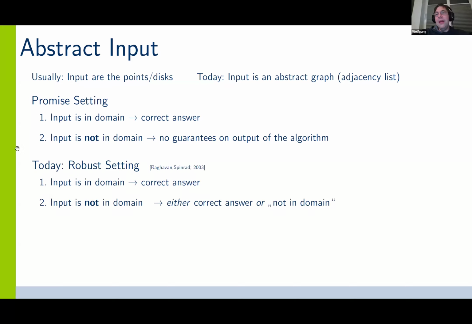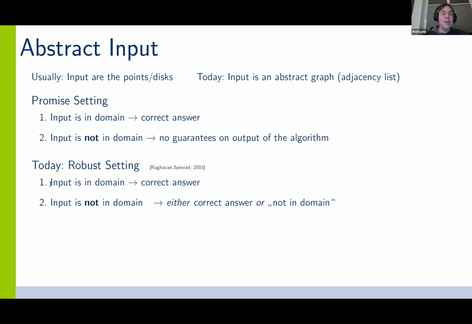And now there's a different way, and that's called the robust setting. This robust setting we didn't invent, but it was invented by Raghavan and Spinrad actually more than 20 years ago, in 2003, also for the setting of unit disk graphs. And the robust setting says the following. Let's say, again, I want my input to have a certain property. I don't know how to check this property efficiently. And I want to have some algorithm that works well for inputs that have this property. And in the robust setting, again, like in the promise setting, if the input has the property that I'm interested in, then my algorithm should work.